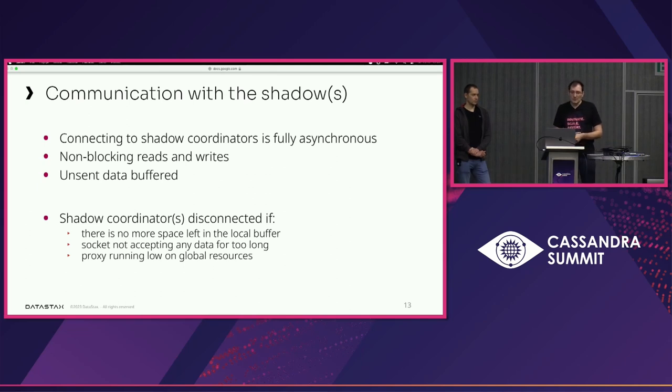Also, all the reads and writes for the shadow stream are in non-blocking mode. Even if the socket doesn't accept any data, we immediately get the response from the system that, okay, 0 bytes written, right? But we never block the loop, and we can still handle all the traffic on the primary stream.